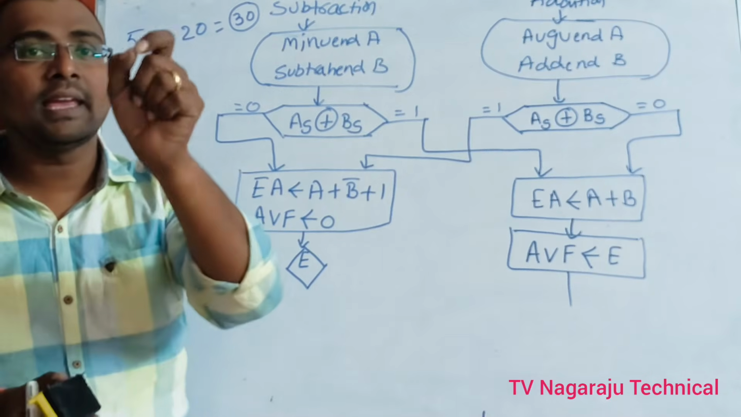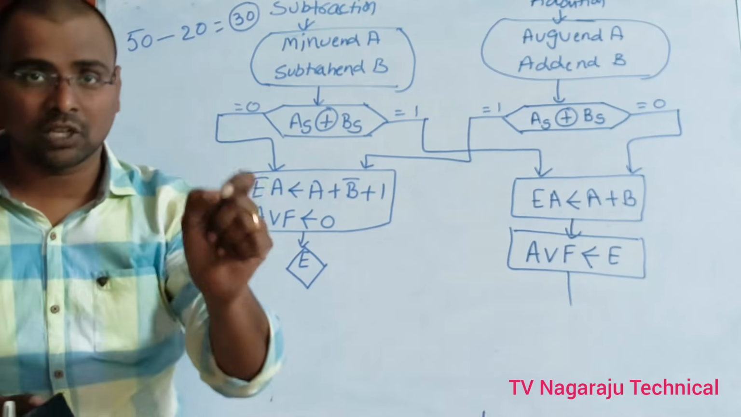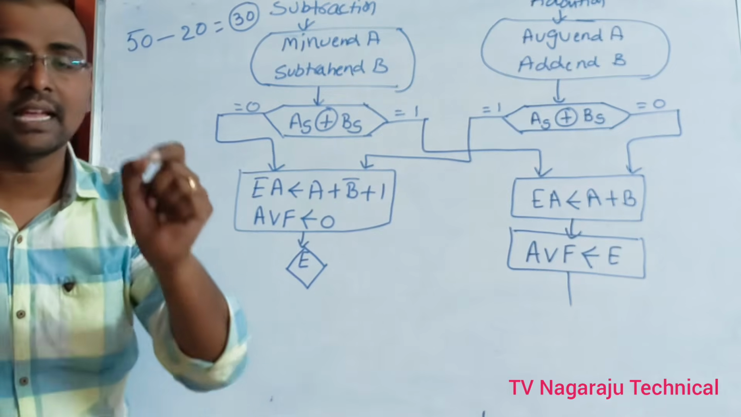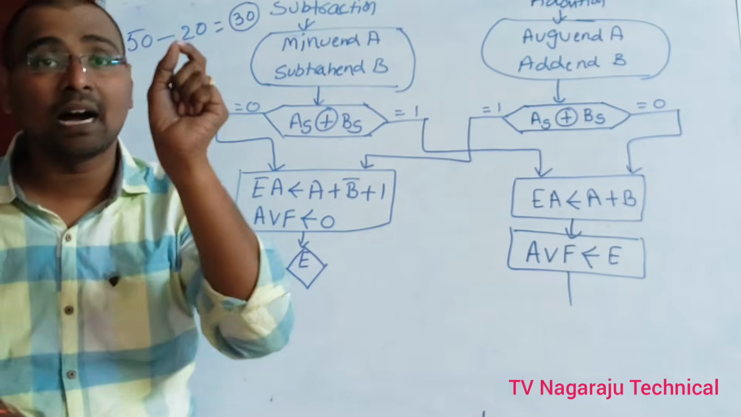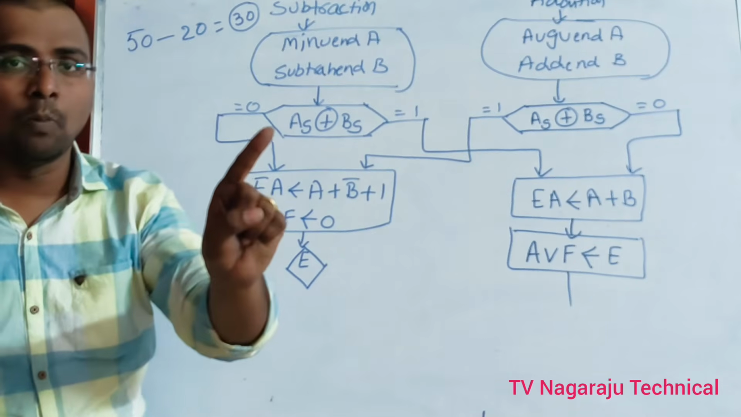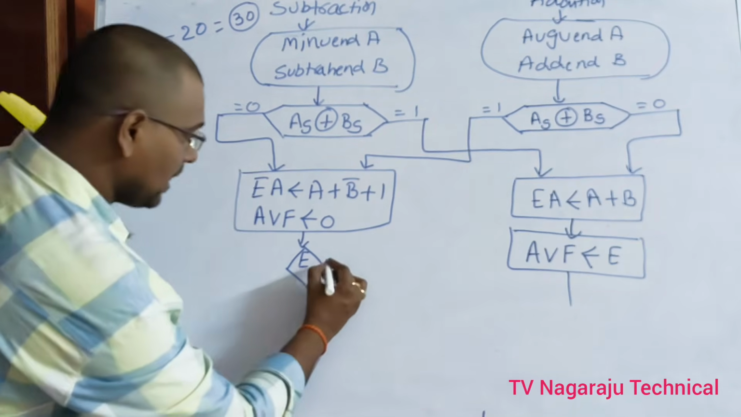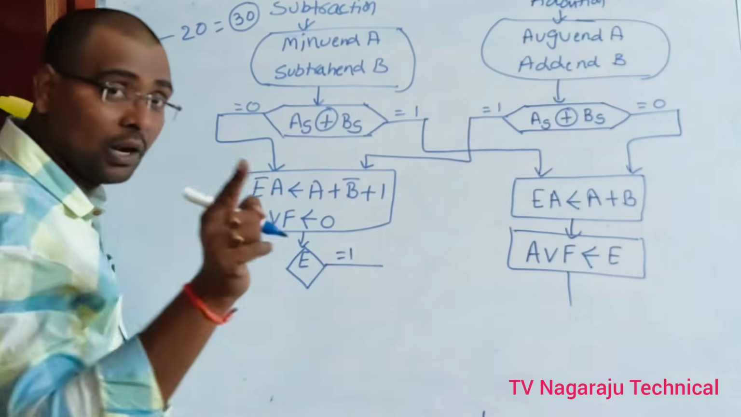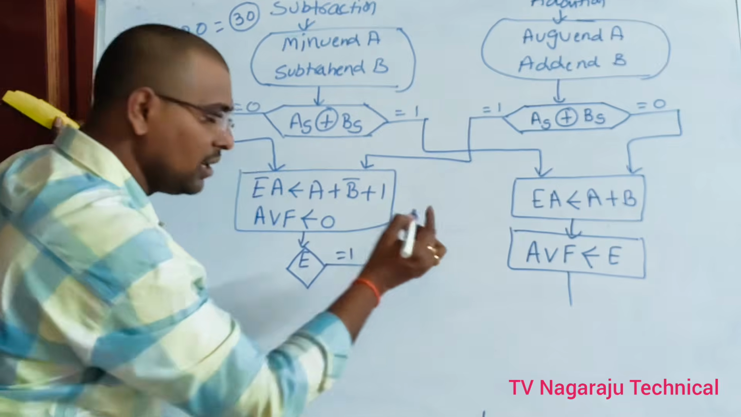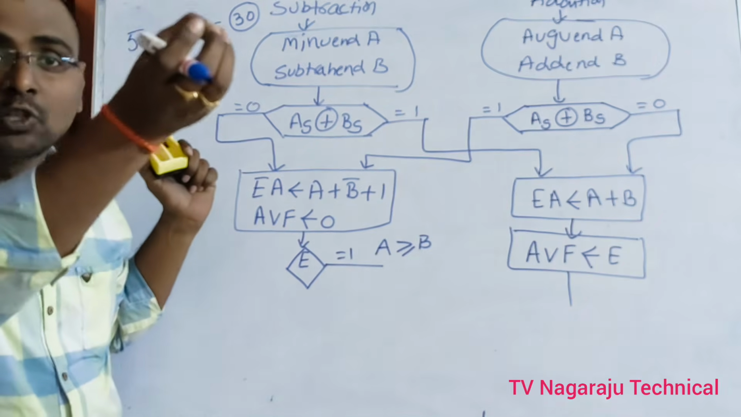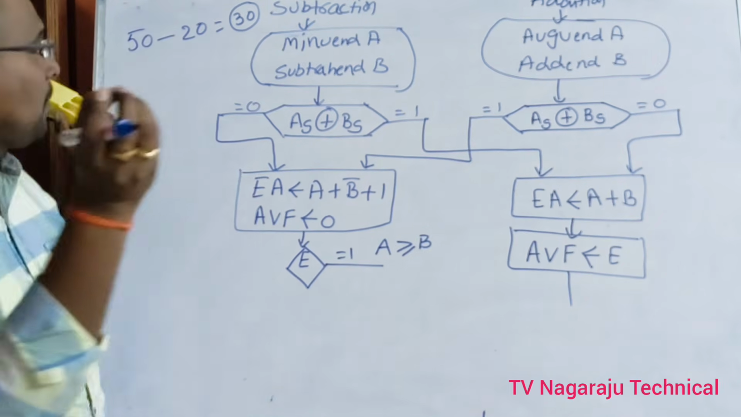Whenever you are getting a carry, the result is correct. Simply discard the carry. The final one is the answer. That means there is no borrow. Now what is the meaning? If the carry is equal to 1, what is the meaning? Simply, A value is greater than or equal to B. That is, my first number is larger than the second number.